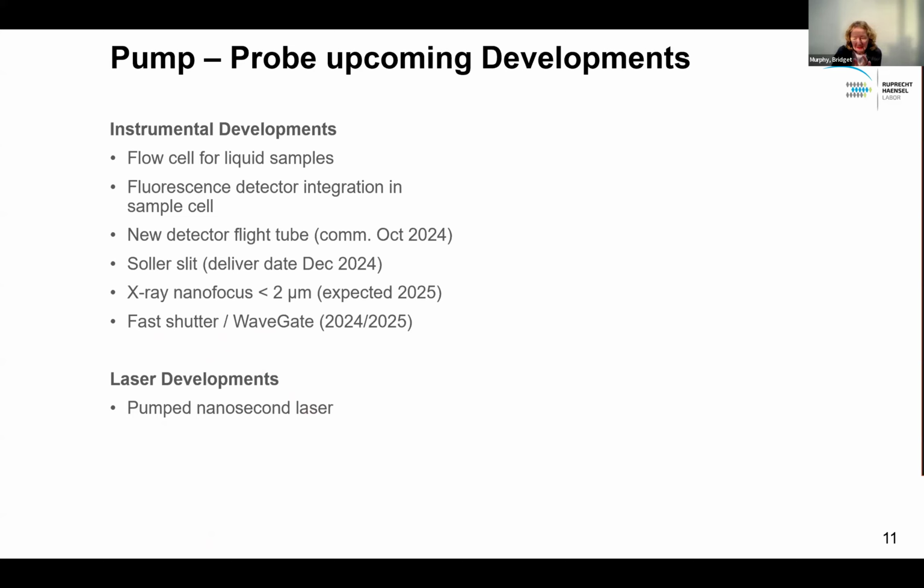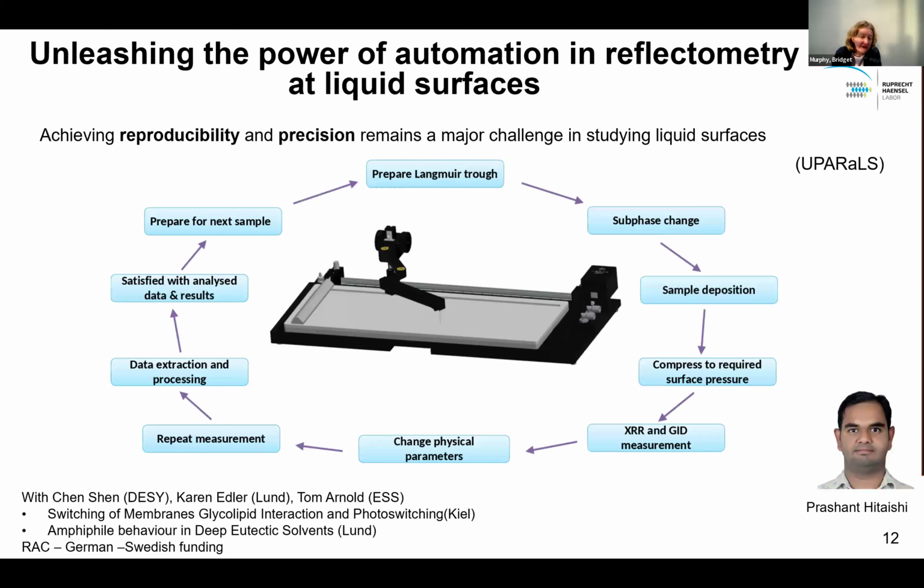So that's the first bit of the talk, where I wanted to talk about the exciting developments on pump probe. And you know, working with liquids is not always easy. So one of the projects we have is to try and help the users, the non-expert users, to come and do experiments by using automation in reflectivity at liquid surfaces.